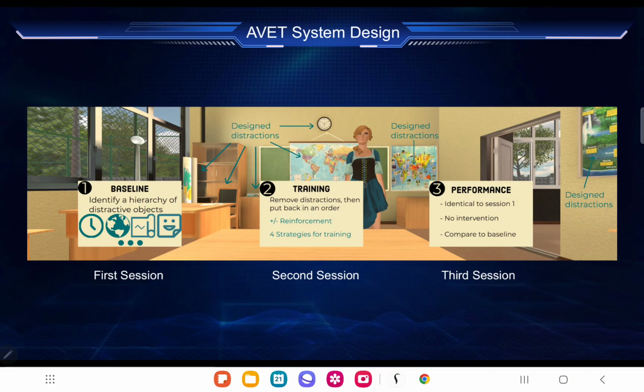So by doing this, at the end of the session, when we recover the original classroom, the kids should be able to pay attention to the teacher instead of paying attention to all the distracting objects. So that's the whole idea.